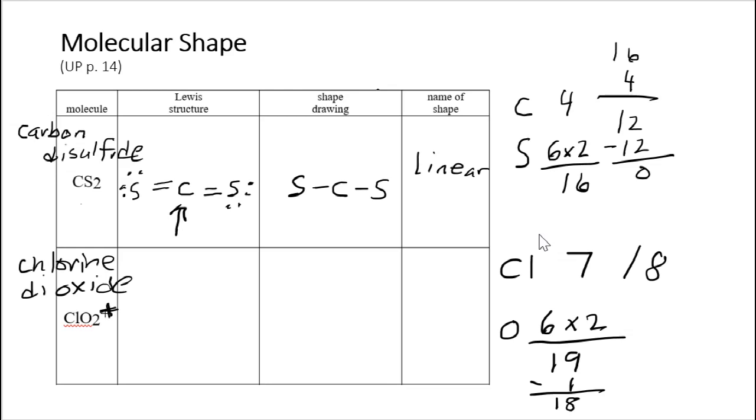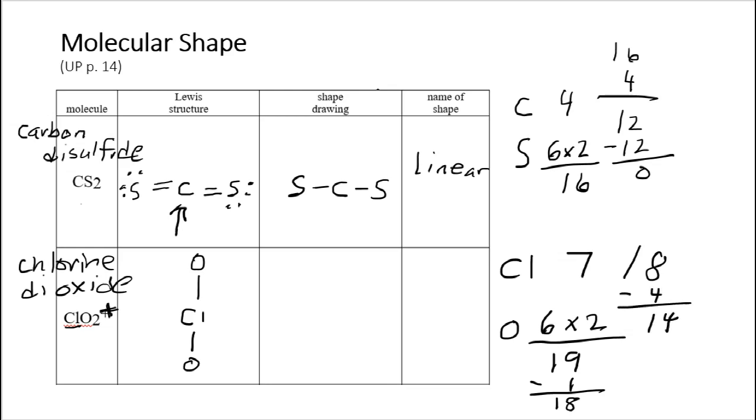18 electrons. I'm going to predict the shape. I'll put the chlorine in the middle because it's the first atom. I'll put an oxygen down here. Using a single bond, I'll put one down there, and I'll put one up here. I just used up 4 electrons because of the 2 double bonds.